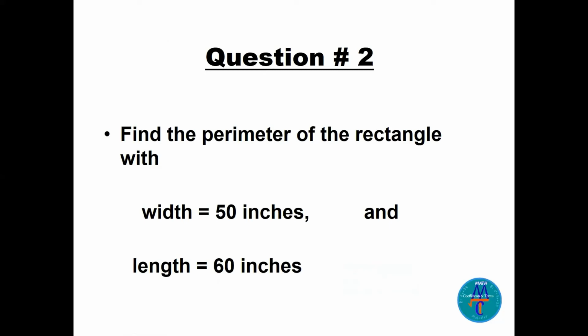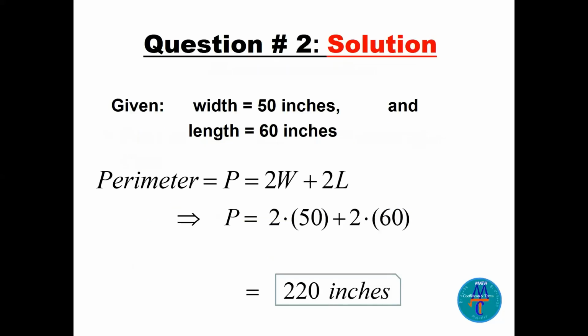Remember rectangle? What is the formula for the perimeter? You add all the sides, W plus L plus W plus L. Now, this is the given here: width is 50 inches, length is 60 inches. So the perimeter is 2W plus 2L, 2 times 50 plus 2 times 60. So that's 220 inches. You see, 220 inches, that's the perimeter, the length around the rectangle.